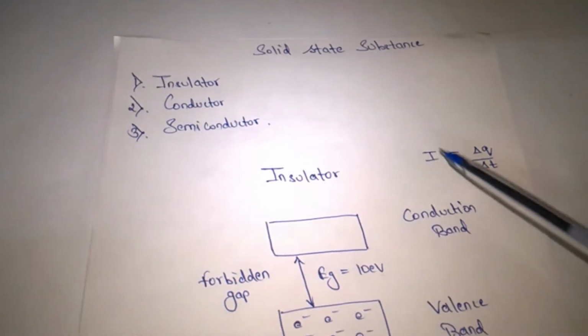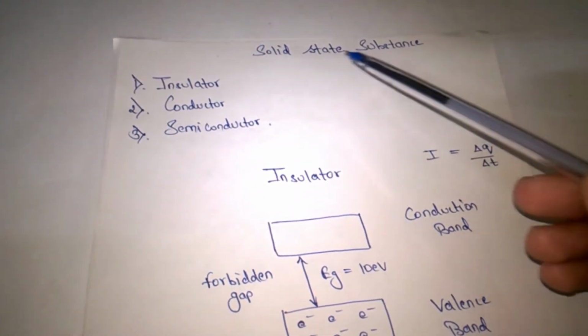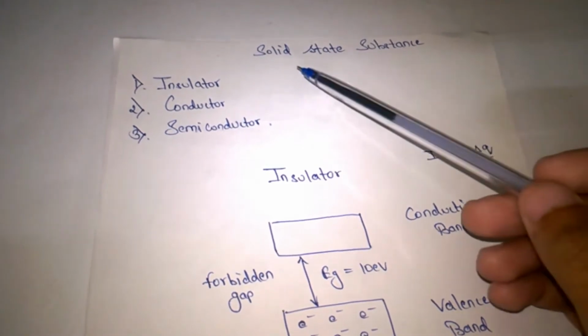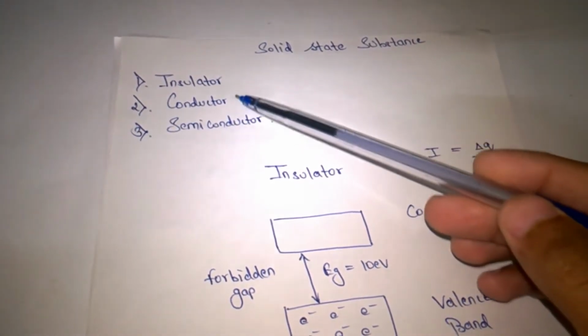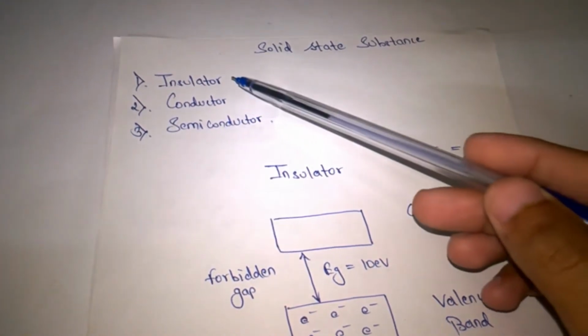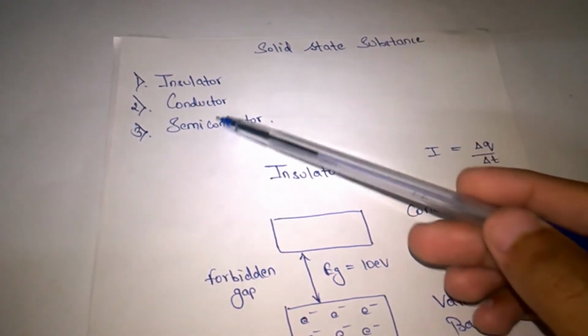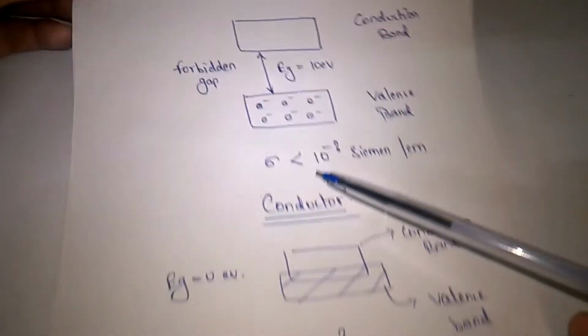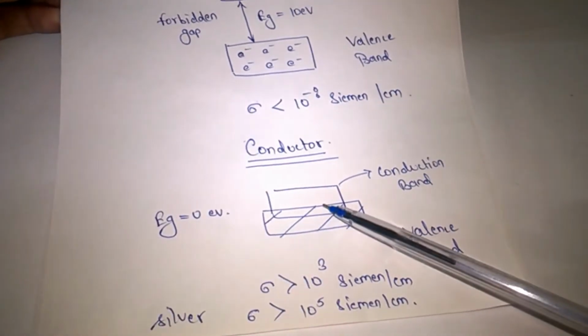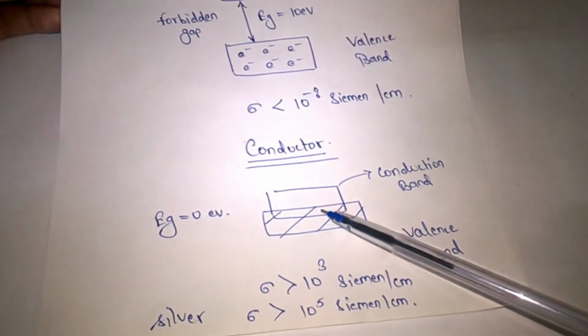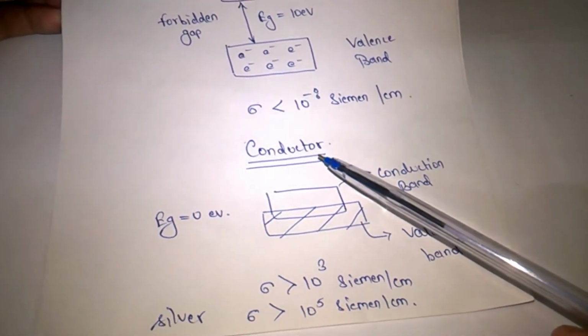In the previous lecture, we discussed the solid state substances, in which we considered the insulator, conductor and semiconductor. We have also gone through the properties of each one of them. We discussed that in the conductor, at absolute zero temperature also, there will be some charge carriers in the conduction band, because of which the current will flow through the conductor.